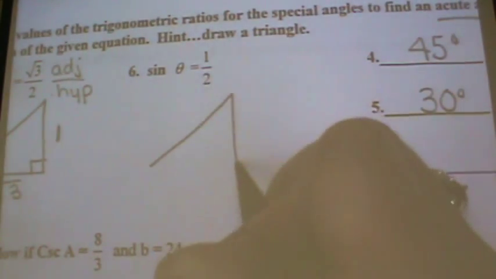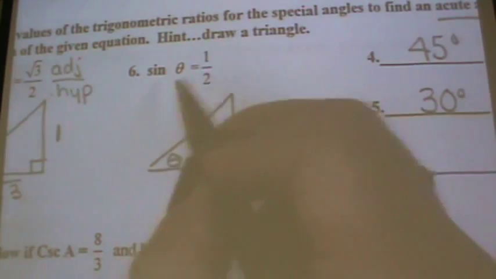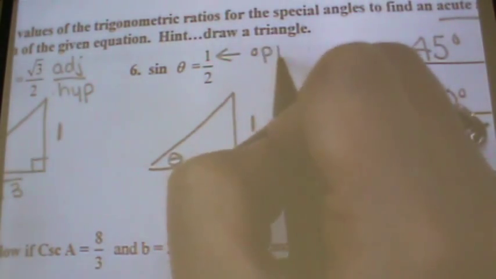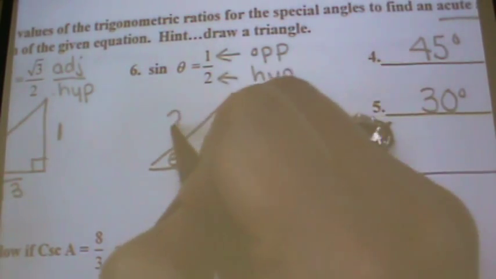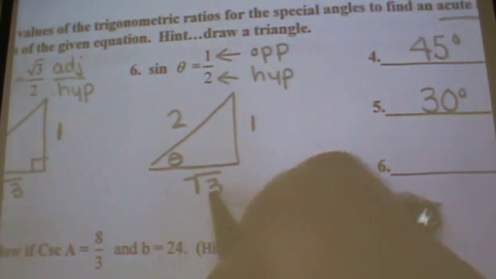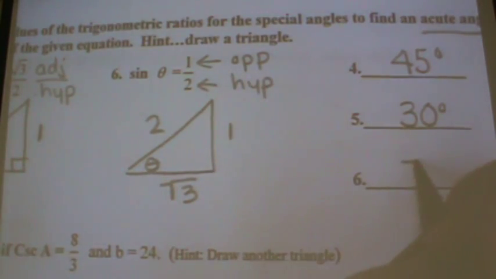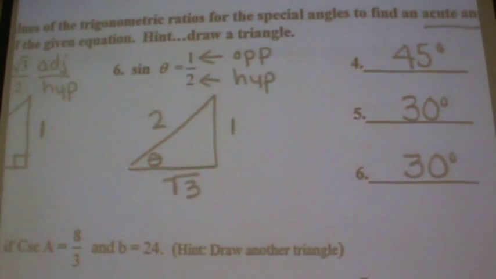And the next one, 1 to 2, and it says sine. Sine is opposite. That is your opposite side. And that's your hypotenuse. So what's this, root 3? What angle are you? 30 degrees. Questions?